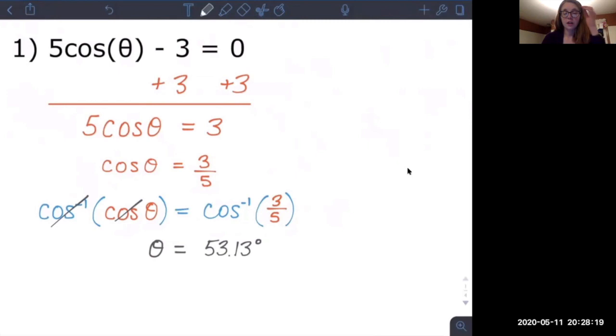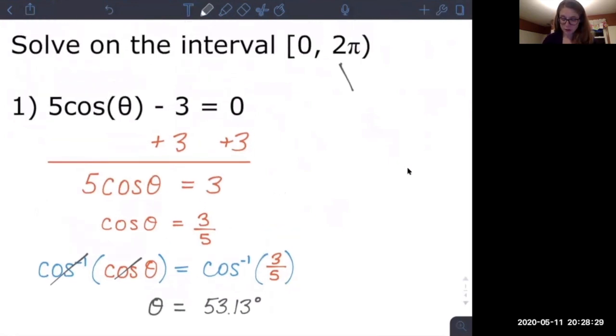So now that I know that theta is 53.13 degrees, I also need to think about the fact that I might have more than one answer. So now that we're talking about, instead of 0 to 2 pi, for the purposes of today, 0 to 360, we know that there are not one, but two places between 0 and 360 where cosine could be a positive value.